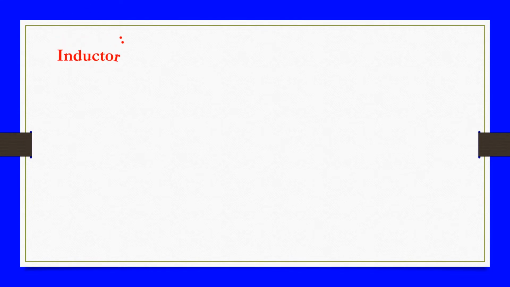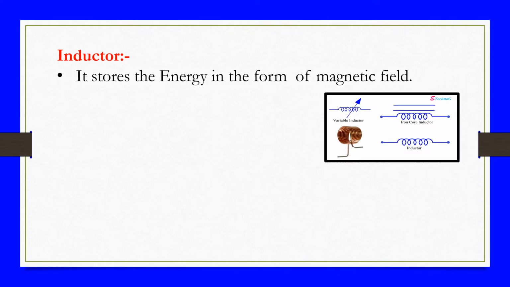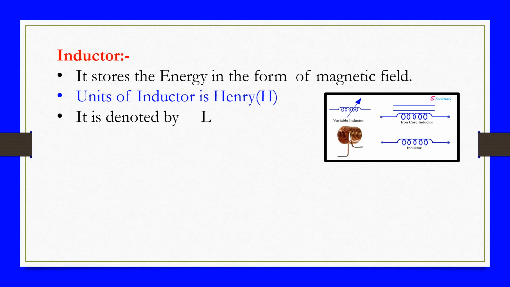Next one, inductor. This is the symbol of inductor. It stores energy in the form of a magnetic field. The unit of inductor is Henry. It is denoted by L.